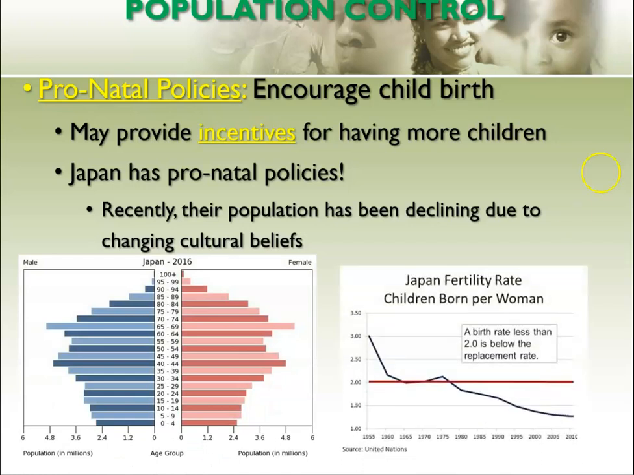In this figure, you can see that the fertility rate, that is children born to women, is going to decrease continuously, and a birth rate of less than 2 is below the replacement rate. So in Japan, this is less than the replacement rate.